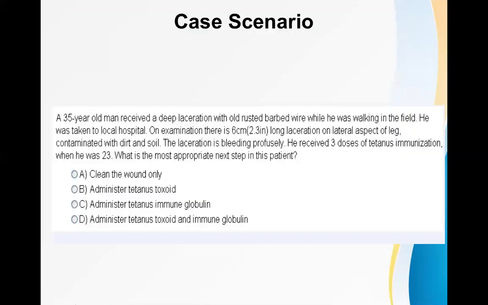Now, there is a case scenario for you. I'll probably mention this case scenario in your homework. It is very easy. Just go through this case scenario and then choose the correct answer. So let me stop here now.